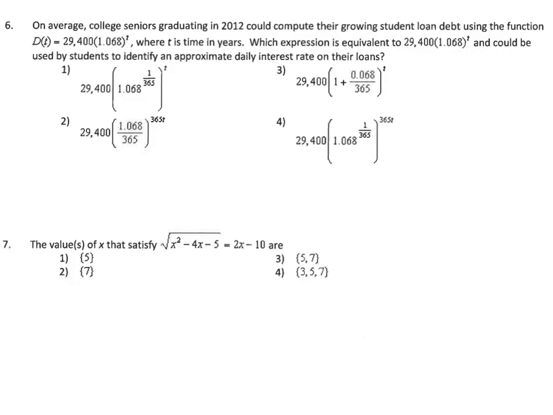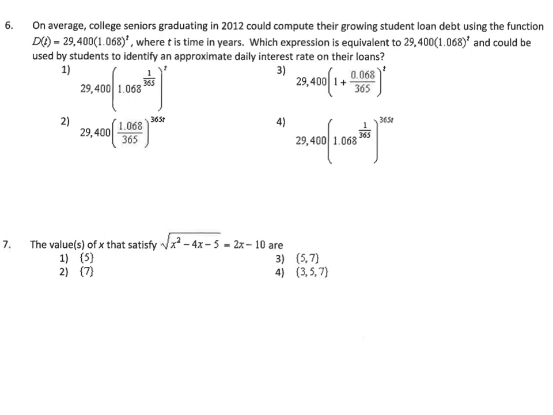Okay, so number 6. On average, college seniors graduating in 2012 could compute their growing student loan debt using this function that's given to us right here, where t is the time in years. Which expression is equivalent to this? So which expression is equivalent to the right-hand side of this equation and could be used by students to identify an approximately daily interest rate on their loans?